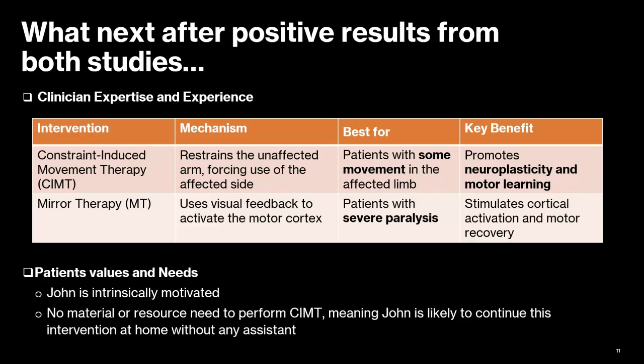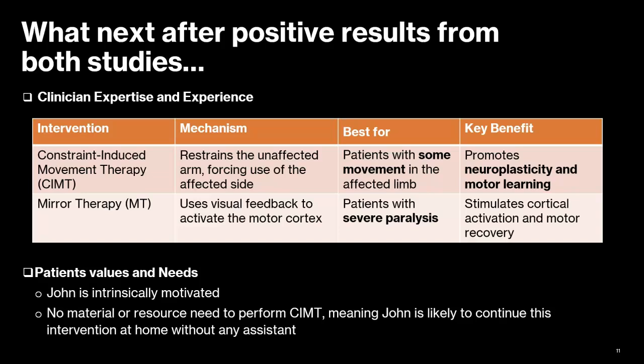Whereas in mirror therapy, it is for patients who are completely paralyzed or have a strength of 0. And then you want to use some visual feedback to activate the motor cortex in the brain to elicit some motor response in the affected limb. But in John's situation, you understand that there is some level of strength. So the best approach to use in this circumstance would be the constraint induced therapy.